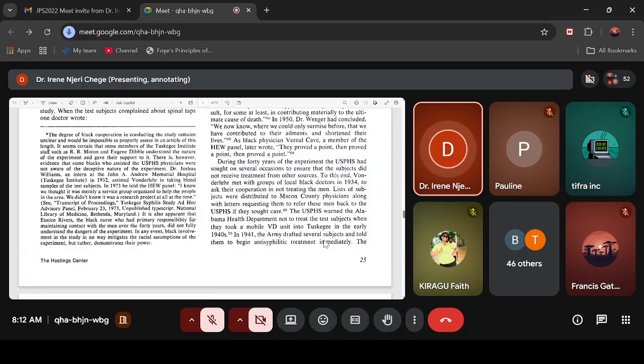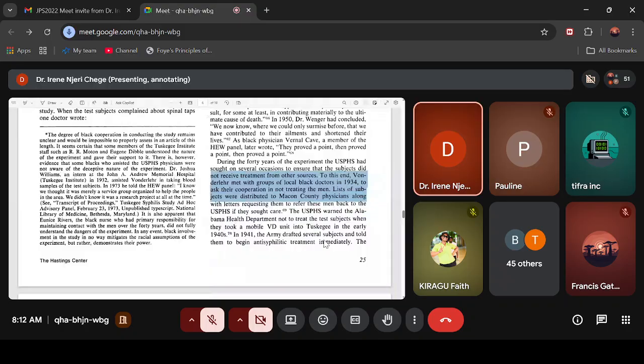So to this end, this guy was doing the study. He met with a group of Black doctors in 1934 to seek their cooperation in not treating the men. So I go to the hospital and tell them, don't treat these patients when they come. Yeah, even if they seek care in the hospitals, don't treat them. The USPHS warned the Alabama Health Department not to treat the subjects when they took a mobile unit into Tuskegee in the late 40s. In 1941, the Army drafted several subjects and told them to begin anti-syphilitic treatment immediately.